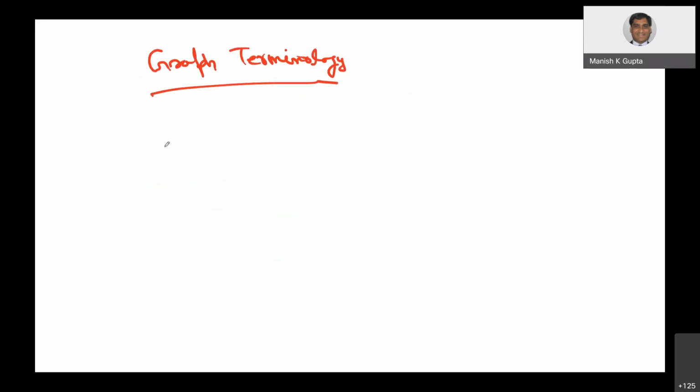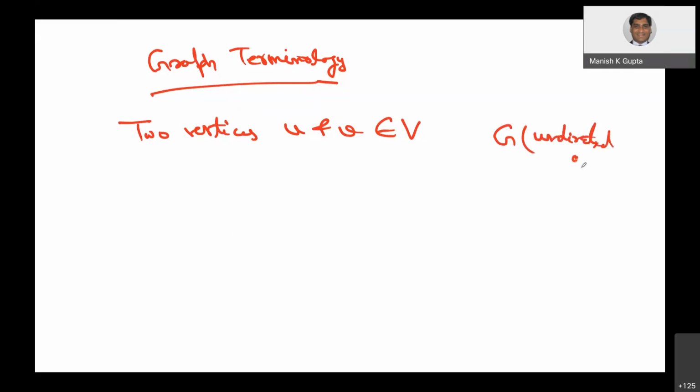Some graph terminology. We say that two vertices U and V in V, and I'm saying suppose the graph is an undirected graph, are adjacent in G if U and V are endpoints of an edge, right?